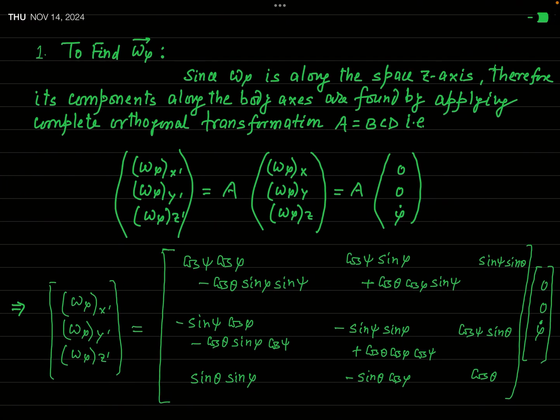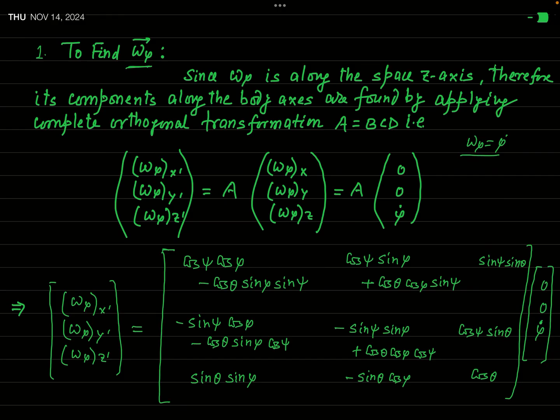First of all, we are going to find the components of omega phi, and you have seen that omega phi is phi dot. And phi is what? Phi is the angle of rotation of the body about the space z axis. Remember, while studying the Euler angles, you have seen that in the first rotation the body is rotated about the space z axis by this angle phi.